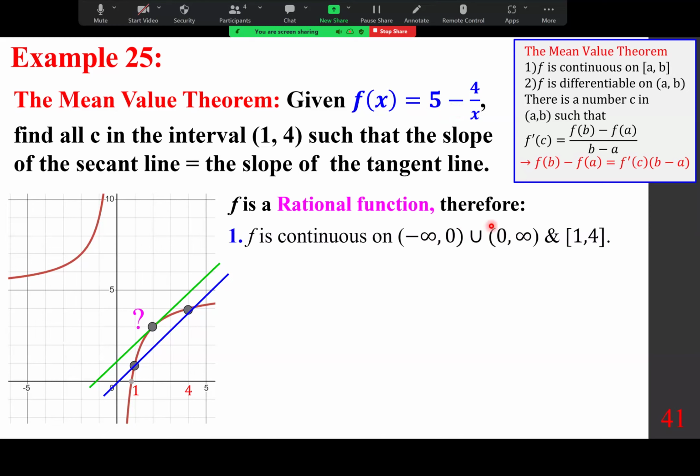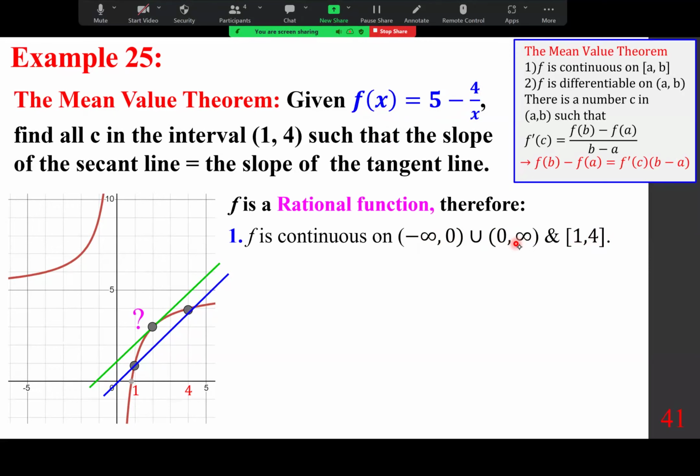And because 1 and 4 sit within the domain, this rational function f of x equals 5 minus 4 over x is continuous on the closed interval of 1 to 4, because 1 to 4 is here between 0 and infinity.